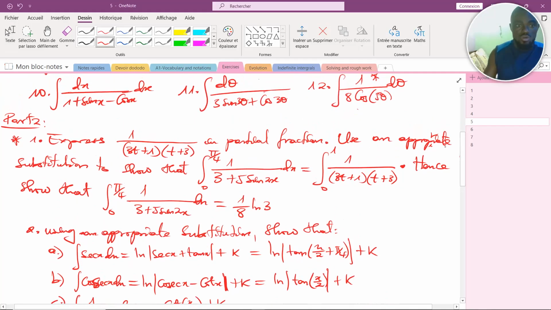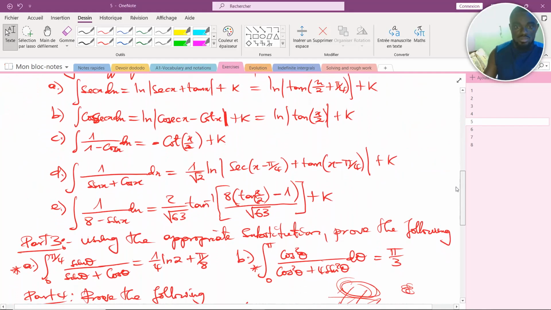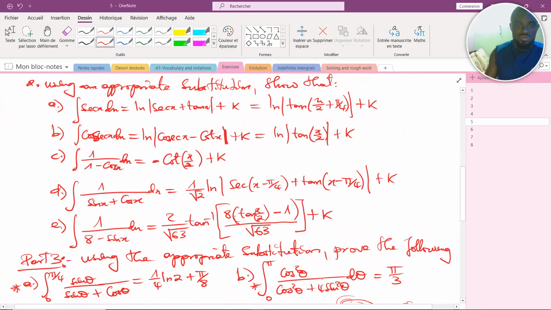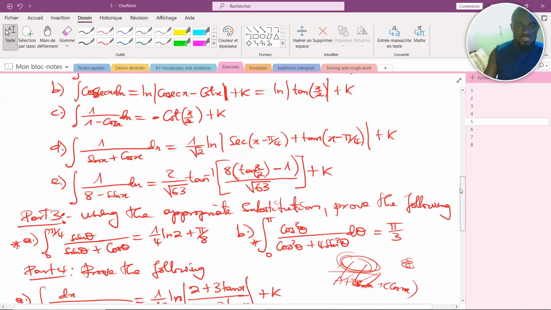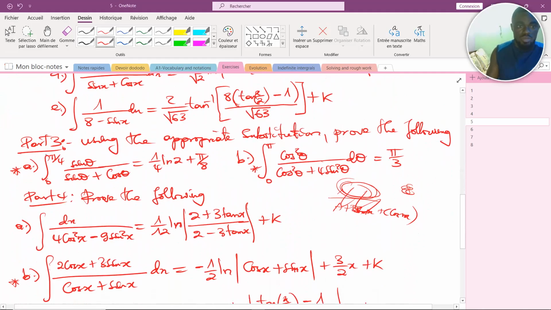I'll also do this exercise for part two. Don't be afraid of all this. They are very simple, very simple. On part three, I'll do this one because I will need to tell you what kind of substitution you are supposed to use here.